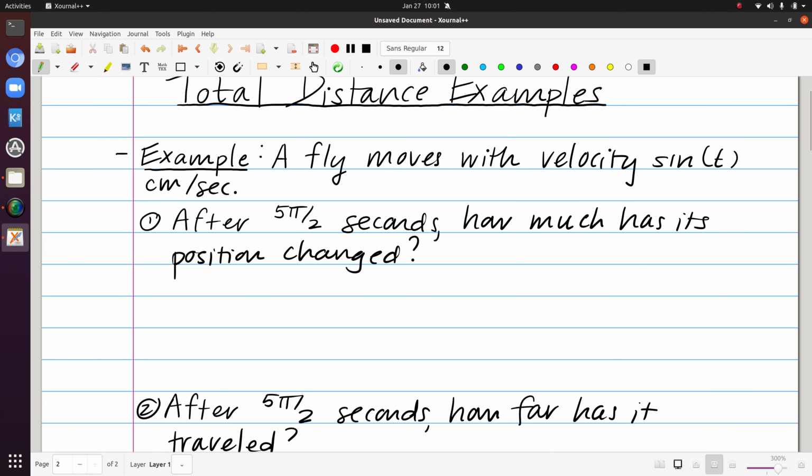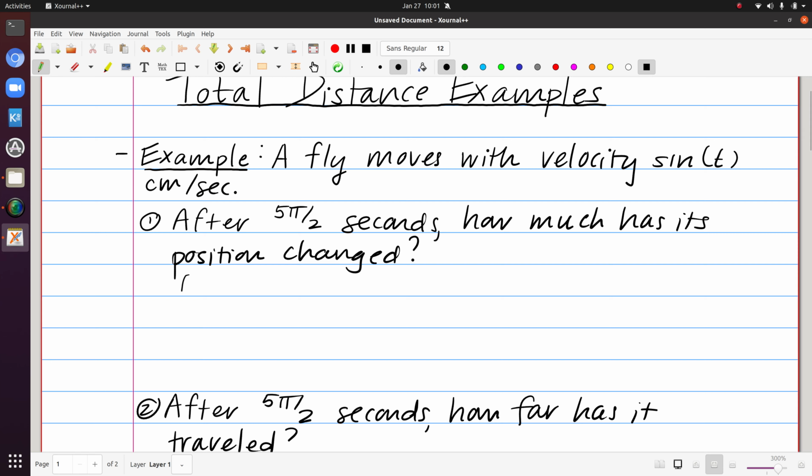Let's look at some examples involving total distance. In this first example, a fly moves with velocity sine of t, where that's measured in centimeters per second. First of all, suppose we're asked that after 5 pi over 2 seconds, how much has its position changed? So what you want to think about there is that's another way of asking about the displacement of the fly.